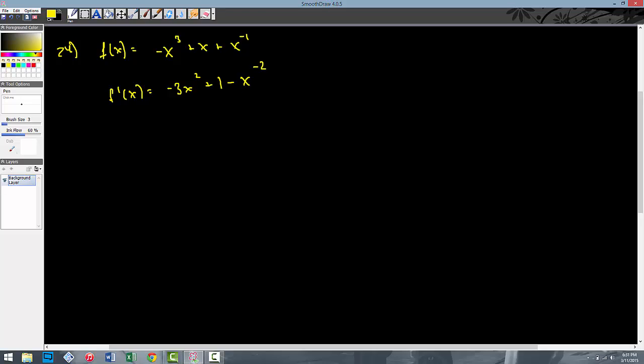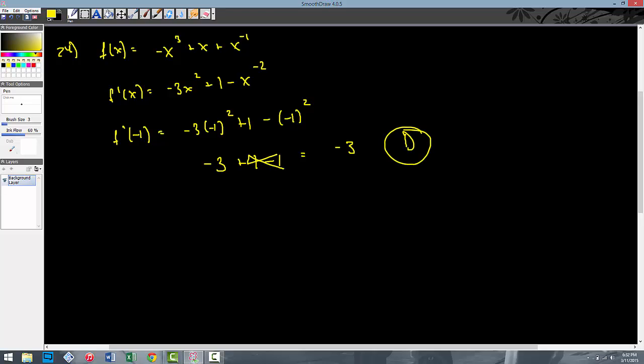And now they want me to evaluate that somewhere. F prime at negative 1, that's going to be negative 3 times negative 1 squared plus 1 minus negative 1 squared. What I get here is negative 3 plus 1 minus 1. The answer is negative 3. That's not nice looking, meaning D.